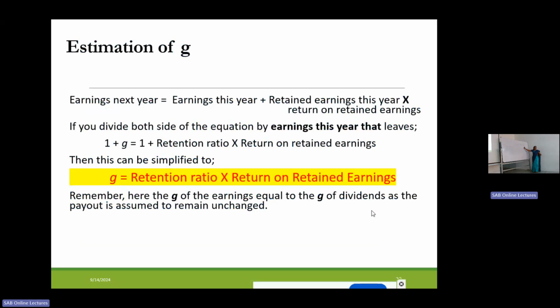Retained earnings is also internal equity. The profit we have retained, retained earnings, is the profit retained for the equity holders. So retained earnings is part of internal equity. Therefore this is the return on equity, or the return on retained earnings.